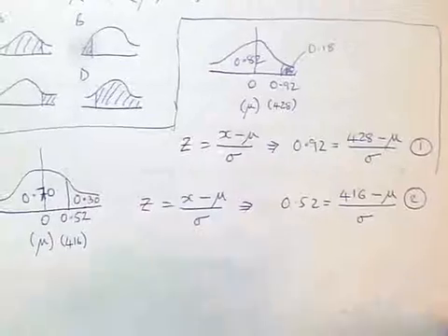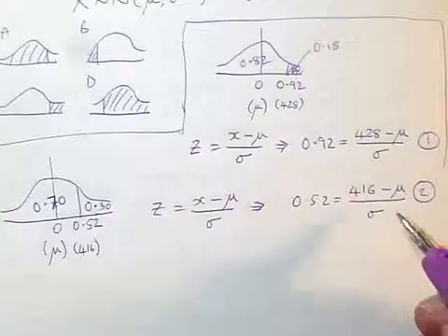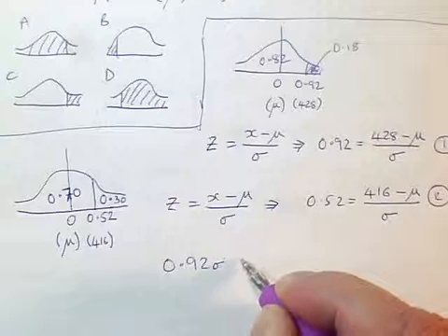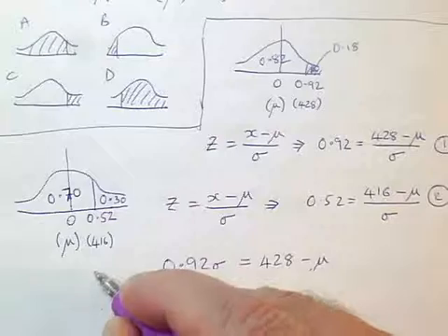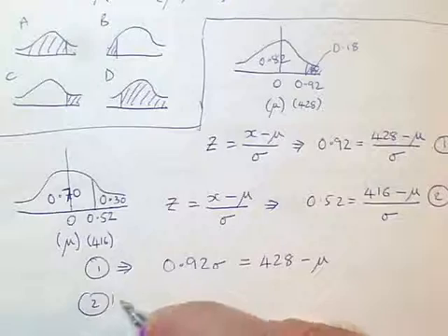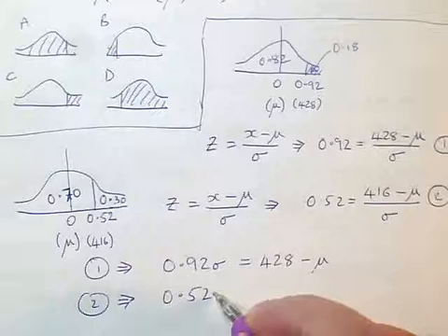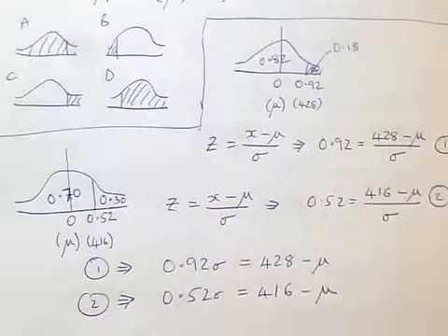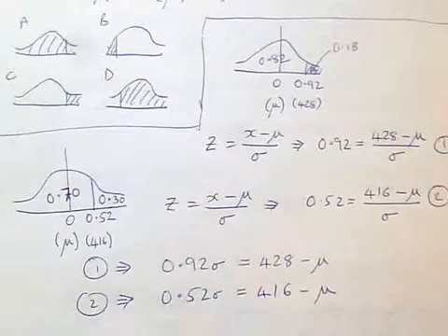Well, I've got sigmas on the bottom of fractions, so the first thing to do is to multiply by the sigma to get that out in the open. So I'm going to get 0.92 times sigma equals 428 minus mu, and that follows from equation 1. Equation 1 turns into that. And similarly, equation 2 is going to turn into 0.52 sigma equals 416 minus mu. And now, when this happens, the nice thing is that minus mu, these always match.